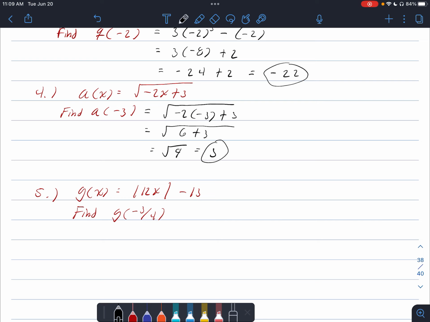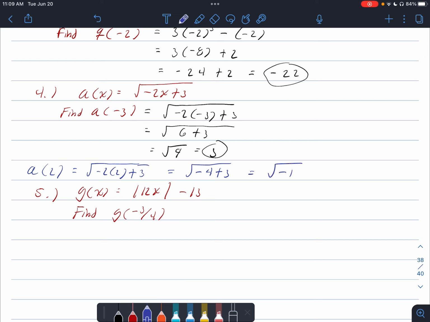For example, if you were asked to find a of 2, what do you think would happen? Well, let's see. We have a of 2 is equal to the square root of negative 2 times 2 plus 3. Okay, so negative 2 times 2, that's negative 4. So the square root of negative 4 plus 3, which is equal to the square root of negative 1.